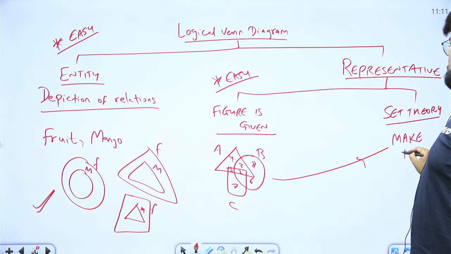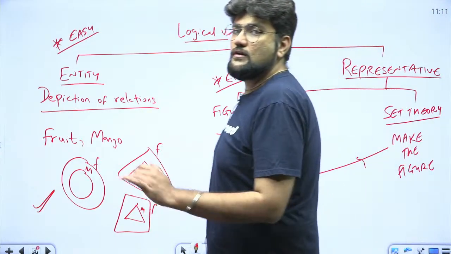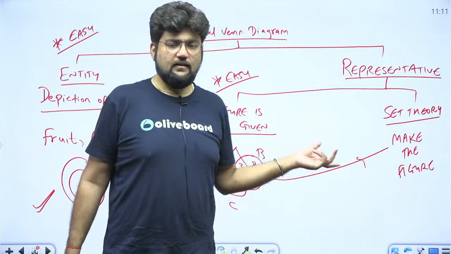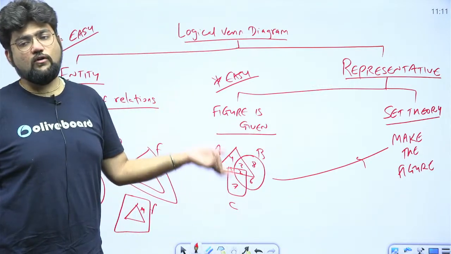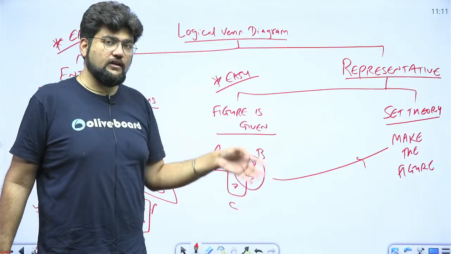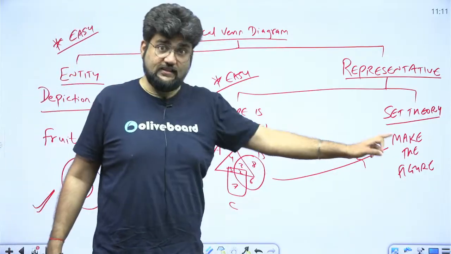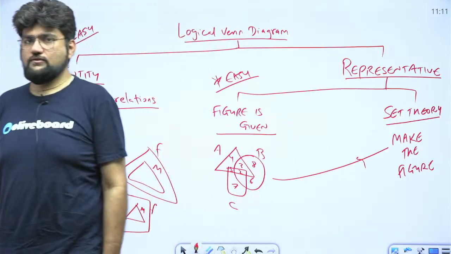You need to make the figure also. The figure is not given to you. They will give you some conditions. That these many people are this and this both. These many people are following all three. These people are only following this category. So based on all those conditions, you will draw this figure yourself. And once that figure is drawn, then you will answer the related questions.